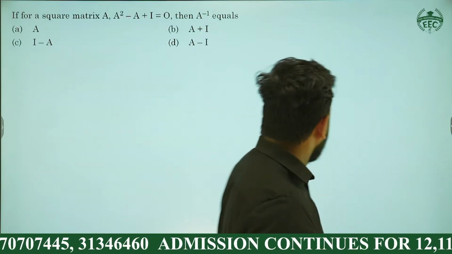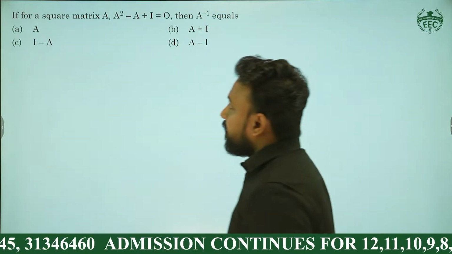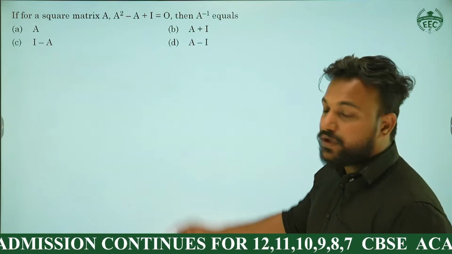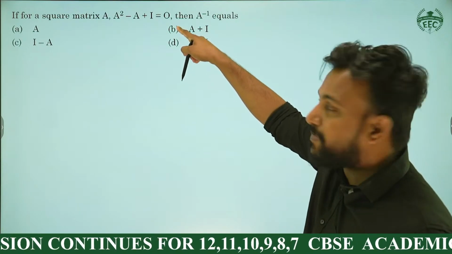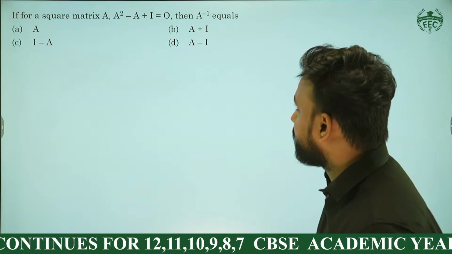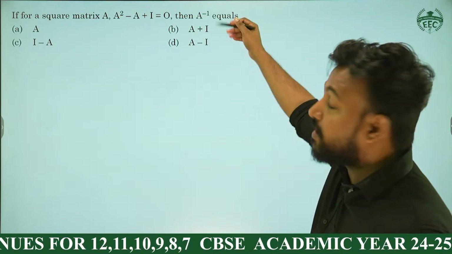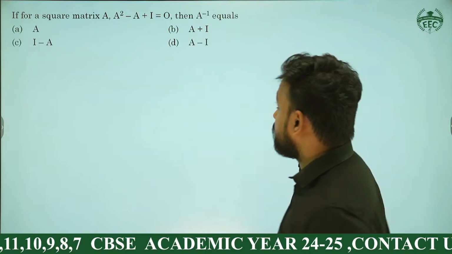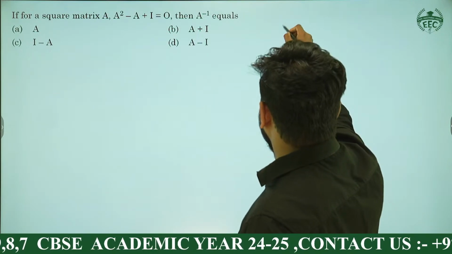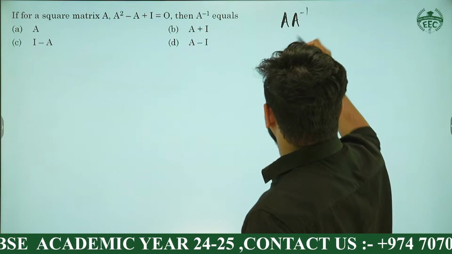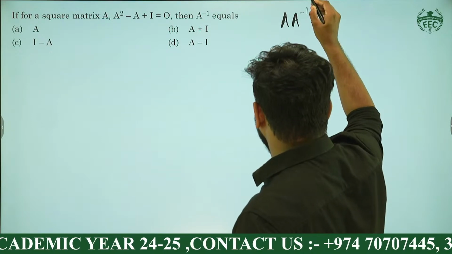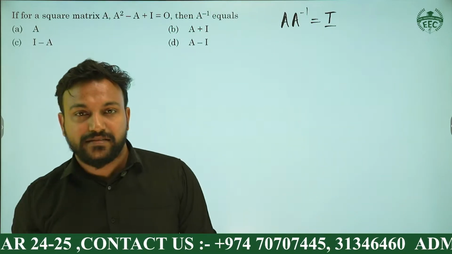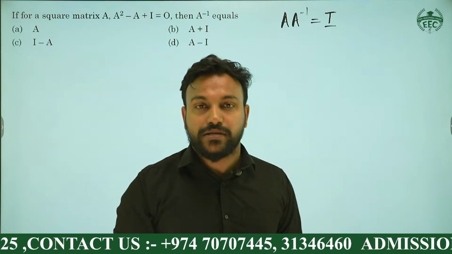Okay, the next one is, if for a square matrix A, A square minus A plus I is equal to 0, then they want to find A inverse equals to what? Listen carefully. The product of A into A inverse is equal to I, and A inverse will be cancelled and you will get identity matrix.